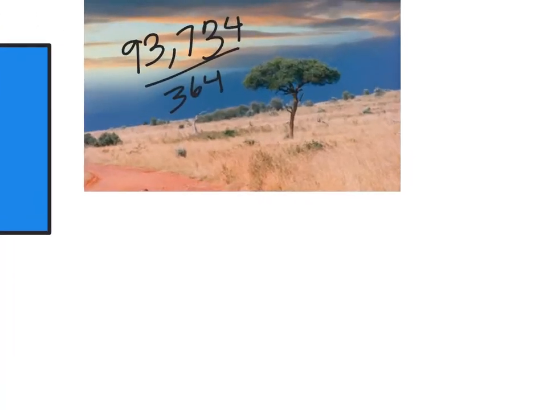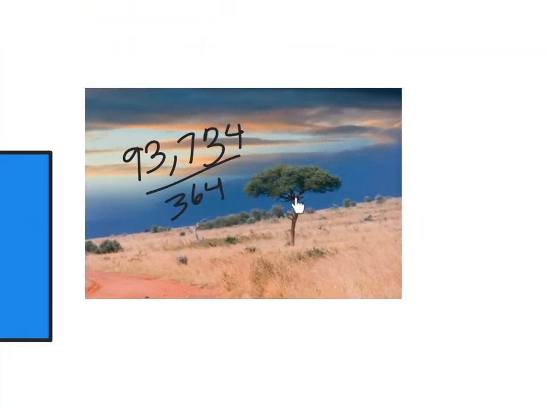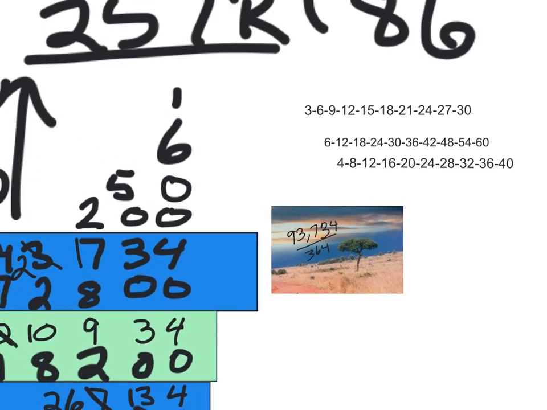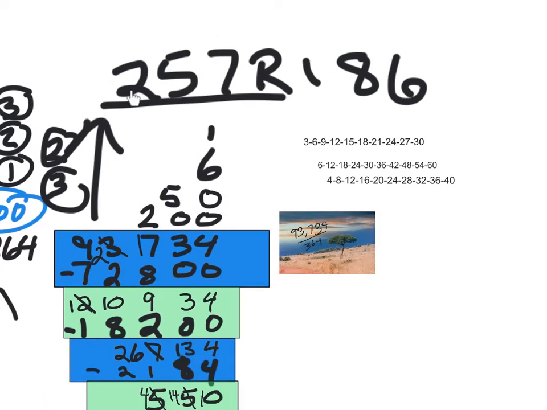So let's go back to our scenario. And here you have it. You've got this lonely, lonely tree that's growing a lot of leaves. It grew 93,734 leaves over the past year, 364 days. How many leaves on average did this tree grow per day? If you do that, you will see that you have 257 leaves every day, and a remainder of these extra 186 leaves, right? So this is the exact answer if you were answering this problem.